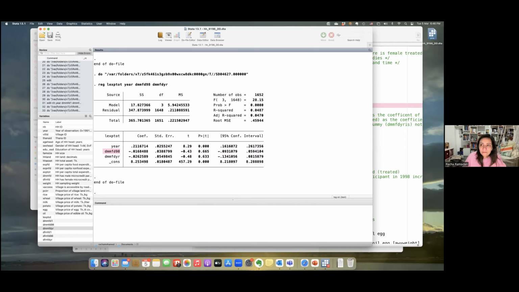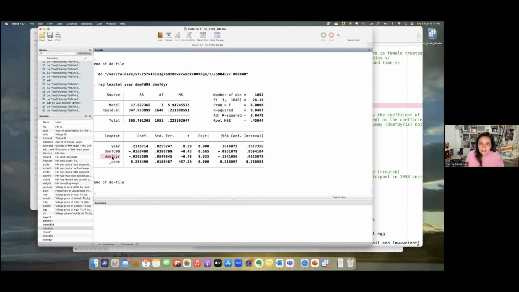Who agrees on what I'm saying? Are you with me? Yes. So again, this variable means that being treated in 98 has no significant effect on the total expenditure per capita of the household. Do we all agree on this? Okay. And what is the DMFDYR? This is the interaction term. Is this what we want?